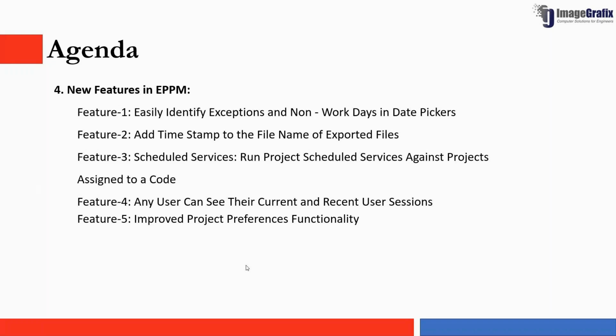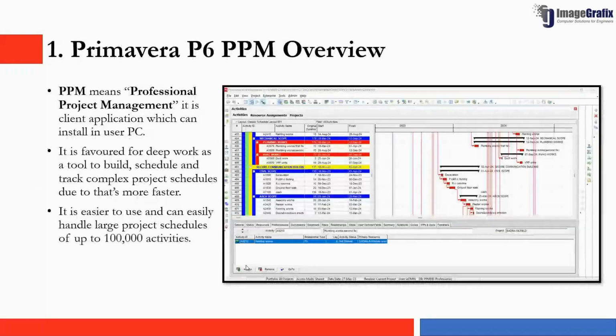First, we'll go to the Primavera P6 PPM overview. PPM means Professional Project Management. It is a client application which can be installed on the user's PC, and it is geared for deep work as a tool to build a schedule and track projects with complex project schedules, in a faster and easier way for the planner and scheduler. This application is very helpful, easy to use, and can easily handle large project schedules of more than 100,000 activities.